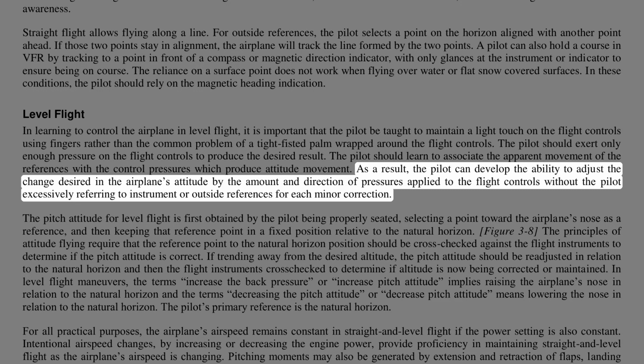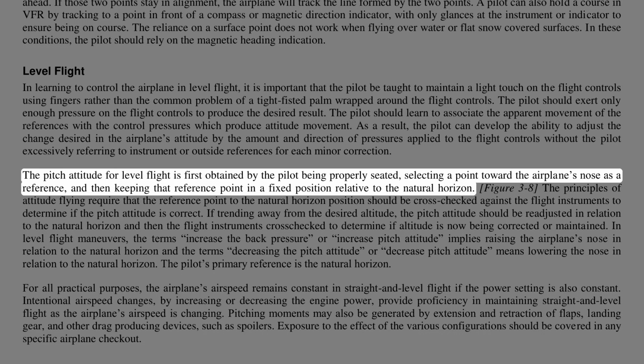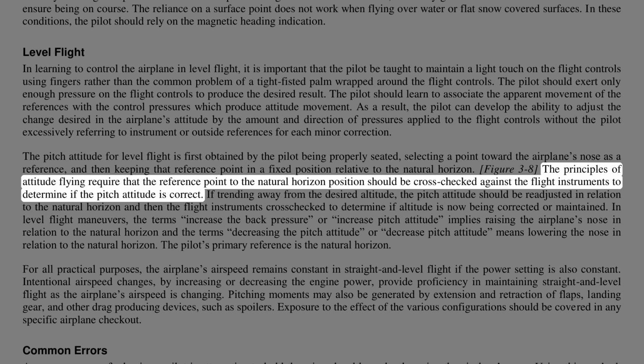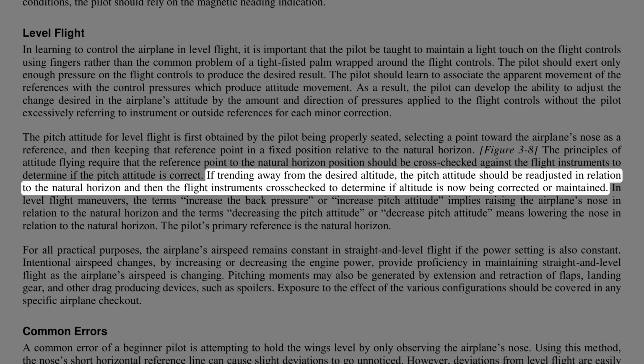for each minor correction. The pitch attitude for level flight is first obtained by the pilot being properly seated, selecting a point toward the airplane's nose as a reference, and then keeping that reference point in a fixed position relative to the natural horizon. The principles of attitude flying require that the reference point to the natural horizon position should be cross-checked against the flight instruments to determine if the pitch attitude is correct. If trending away from the desired altitude, the pitch attitude should be readjusted in relation to the natural horizon, and then the flight instruments cross-checked to determine if altitude is now being corrected or maintained.